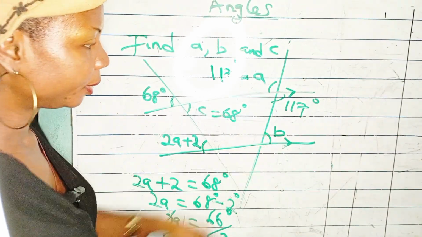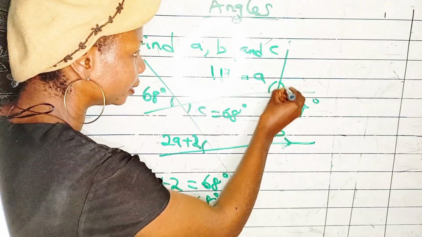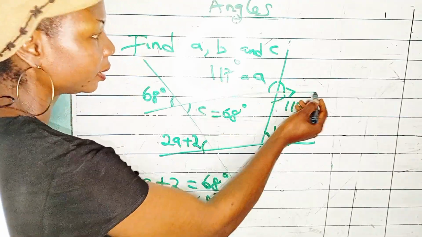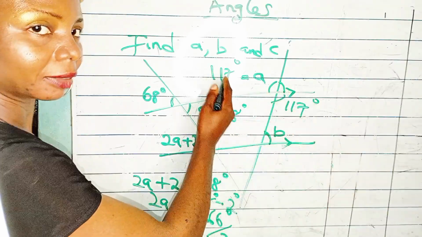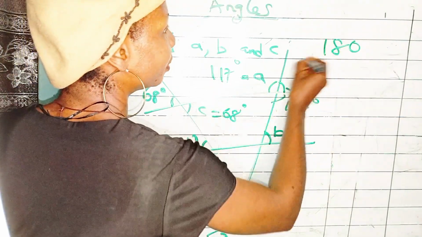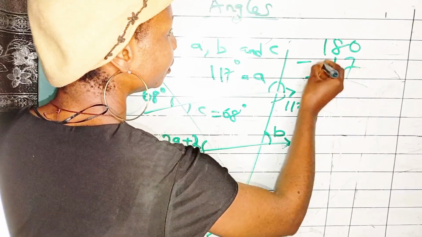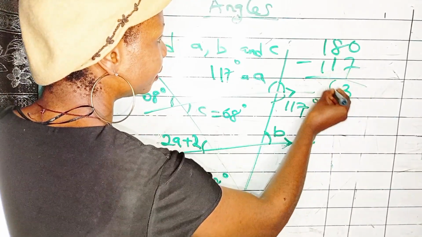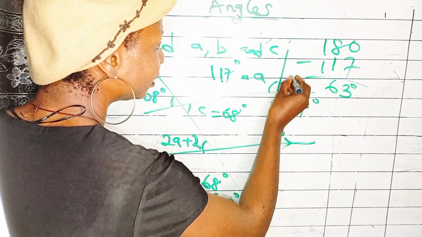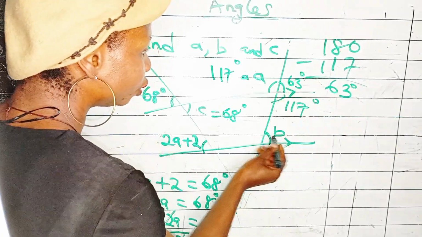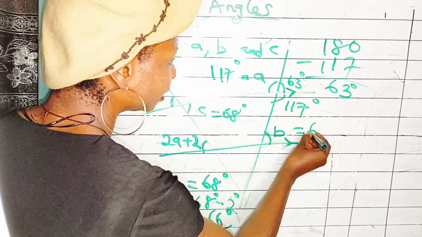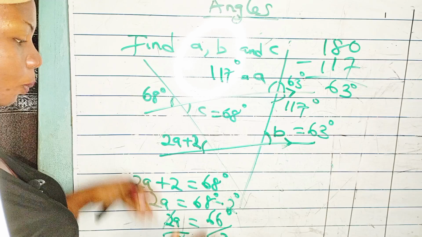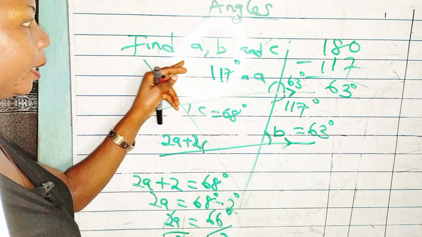If you are looking for B, B is corresponding to this. And since you know here A, and this is the angle on a straight line, do 180 minus 117 degrees. You have it as 63 degrees. That means the angle here is 63 degrees. And that means your B is corresponding to 63 degrees, as corresponding angles are equal. B is equal to 63 degrees. With this, you've solved angle A, B, C.